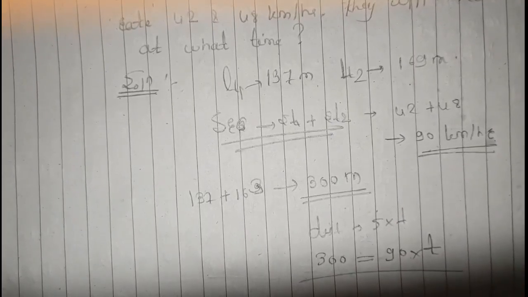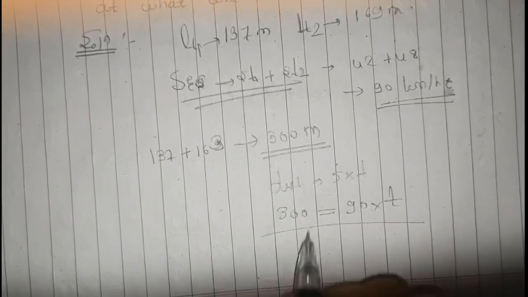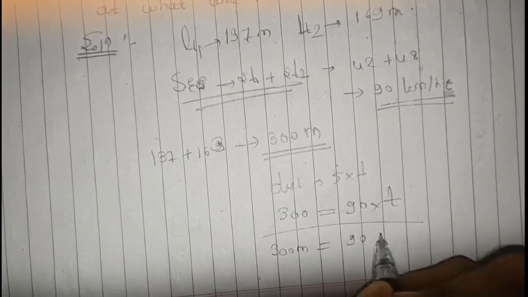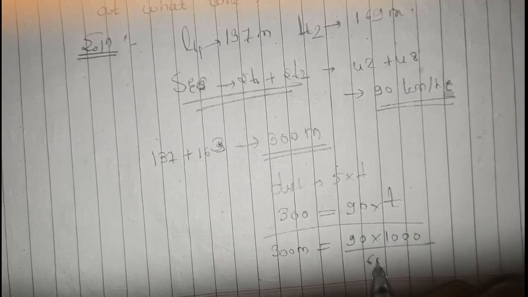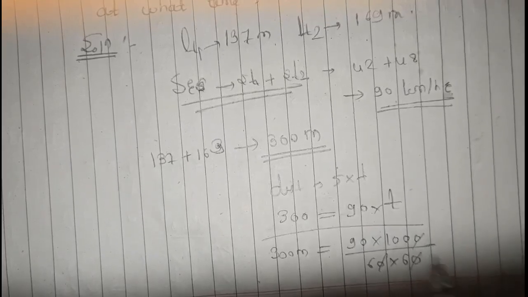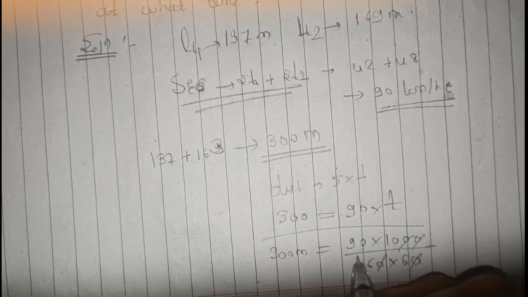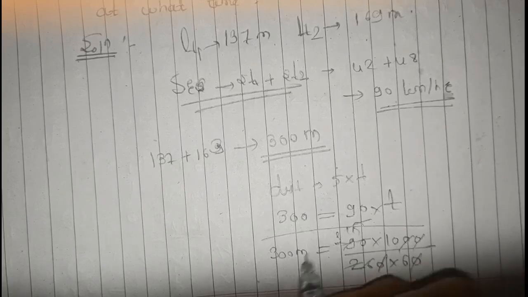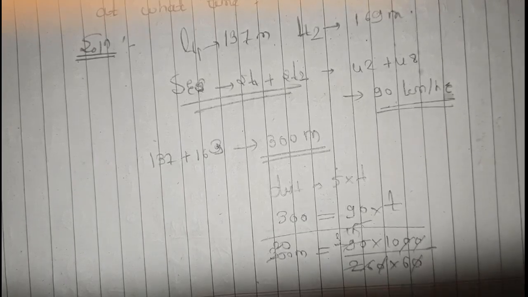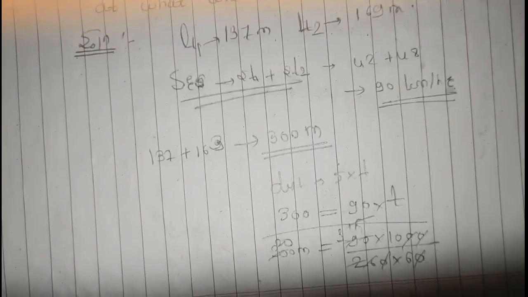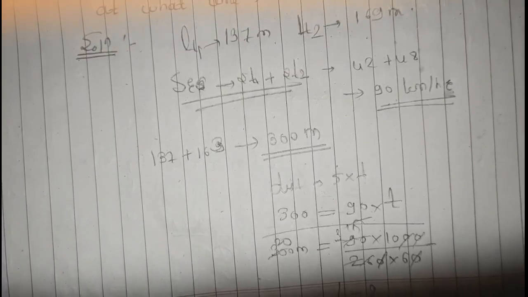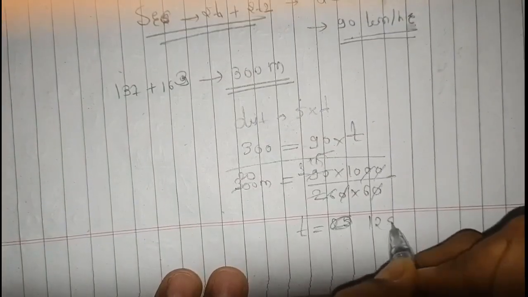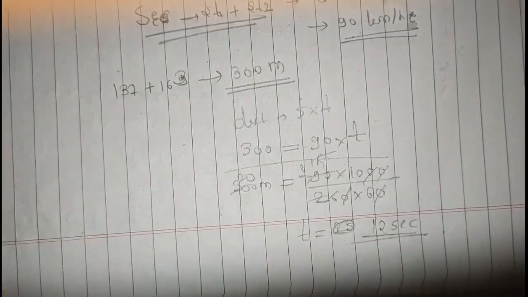Now the 300 is in meters and 90 is in kilometer per hour, which is 90,000 by 3600. If we solve this equation, we will simply get t equals 12 seconds. So this is the time required for both of the trains to cross each other.